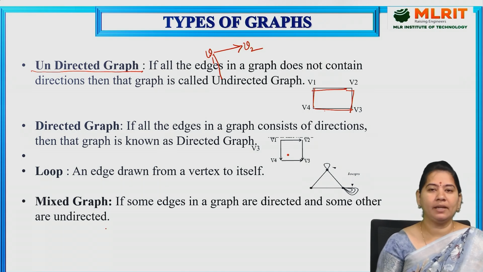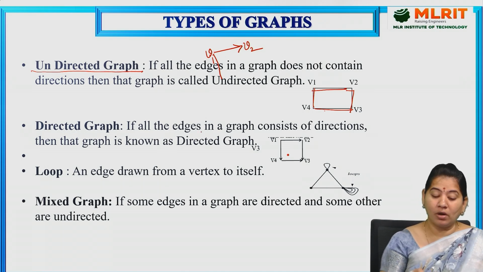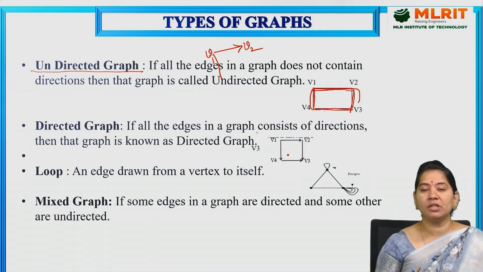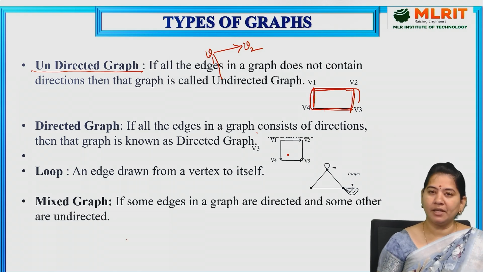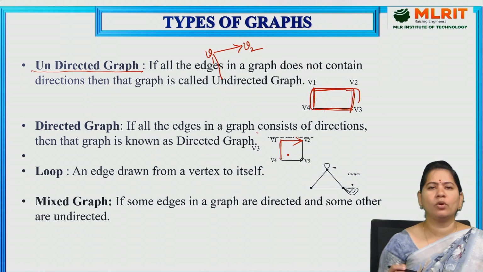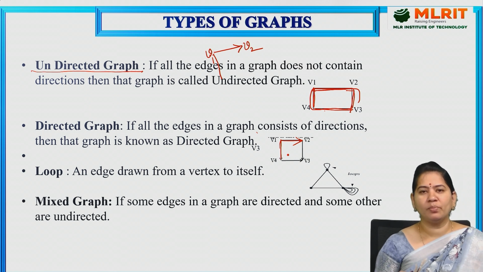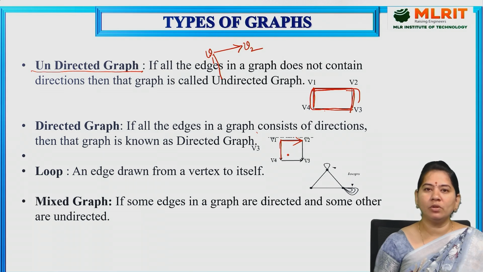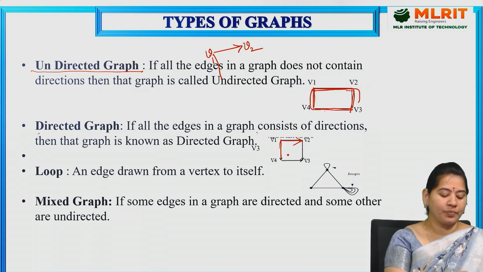Now the directed graph. In the graph you have to observe that if all the edges do not have direction, then only we can say it is called undirected. For a directed graph, all the edges must contain directions, whichever direction it has to move. Some specific arrow has to be mentioned in the graph. Then only we can say that it is called a directed graph.